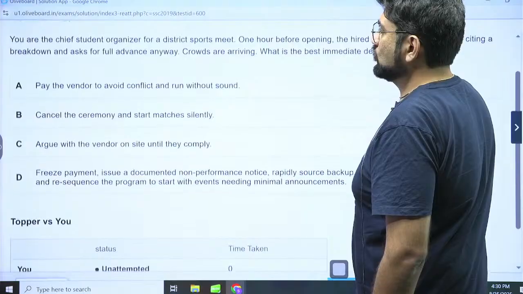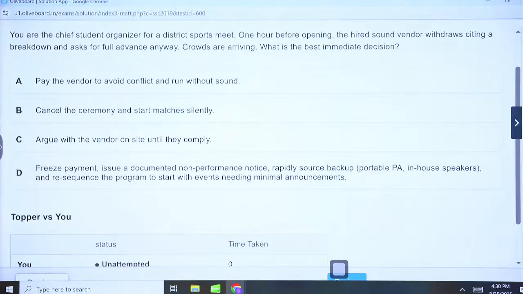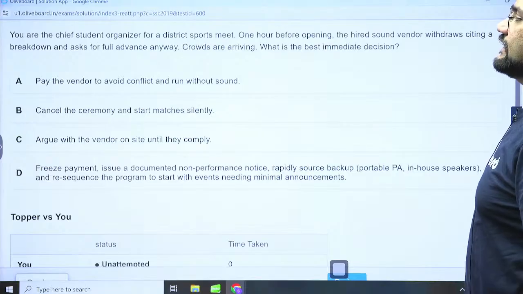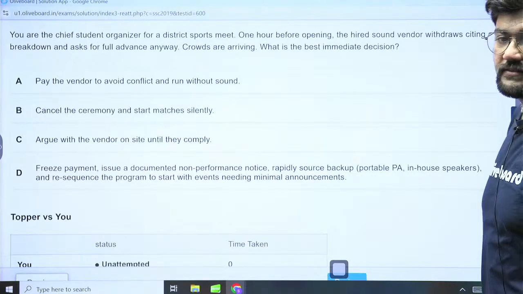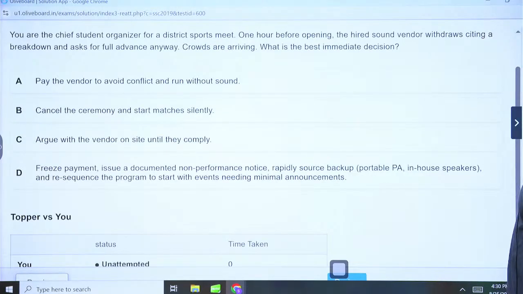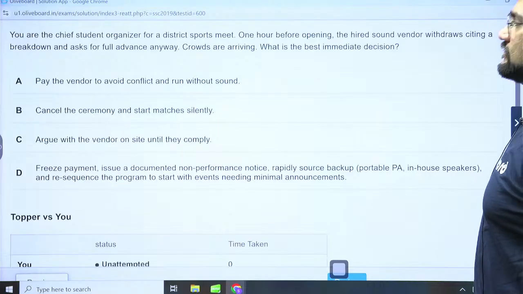This is another very good question. But again, it will be very easy for you to decode. You are the chief student organizer for a district sports meet. One hour before opening, the hired sound vendor withdraws, citing a breakdown, and asks for full advance anyway. Crowds are arriving. What is the best immediate decision?